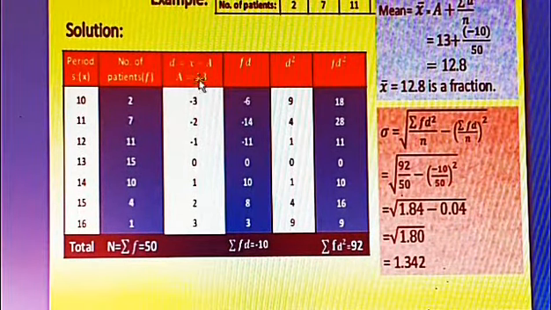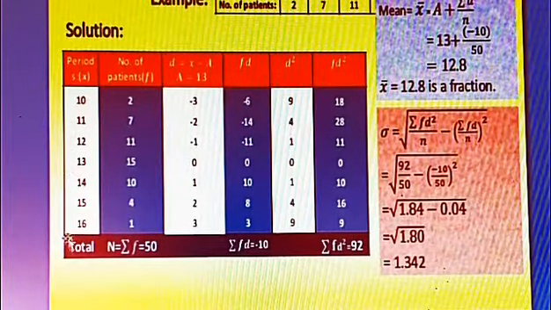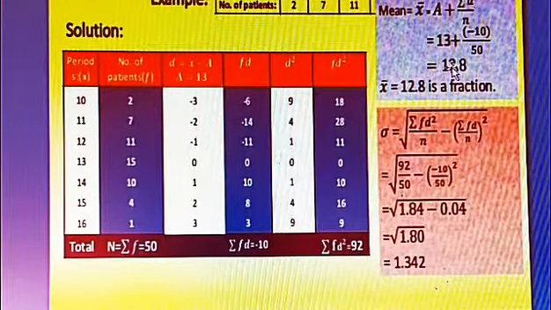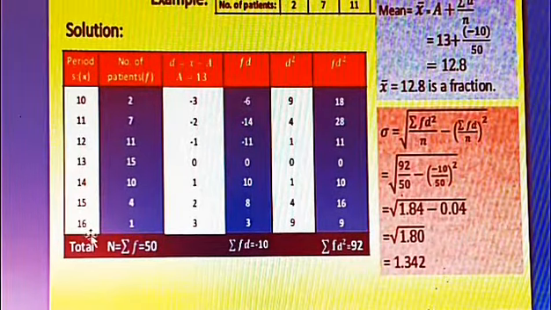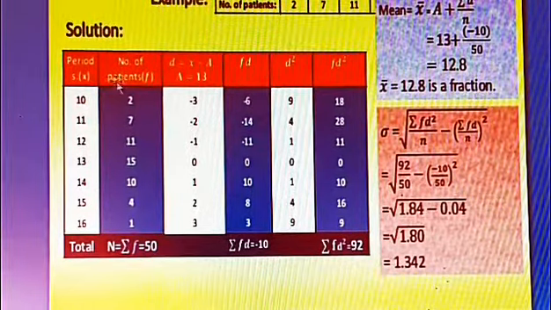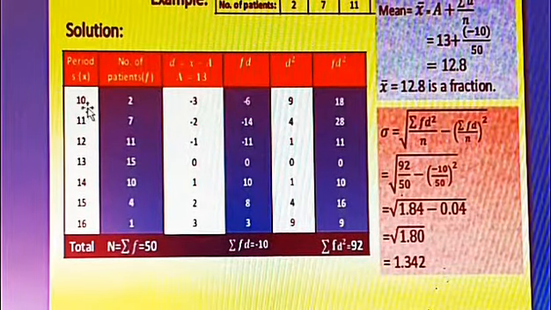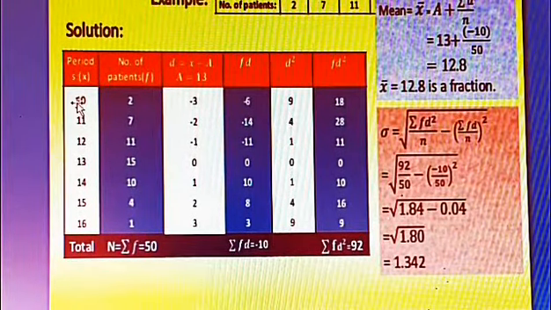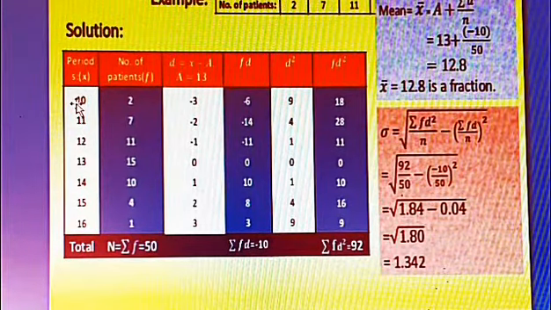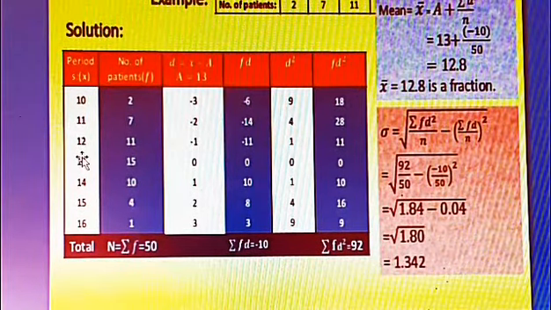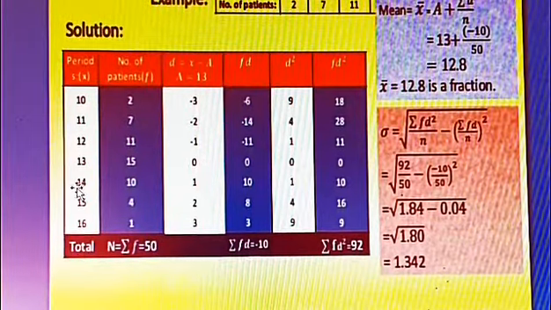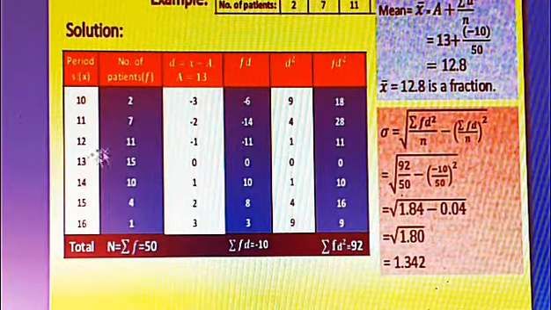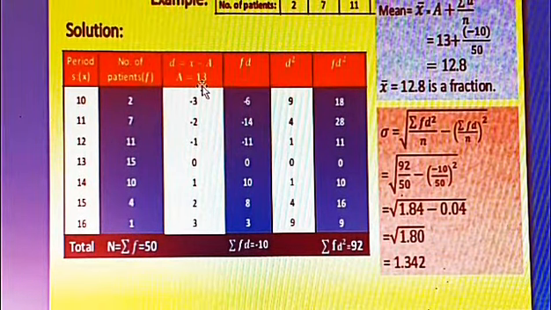So here, assuming, you can take the middle term. You take the x column. Period will be your x column. Number of patients will be your frequency. So in this x column, take the middle term. What is the middle term? You have 10, 11, 12, 13, 14, 15, 16. So 13 is the middle value. So you can take the assumed mean, A is equal to 13.